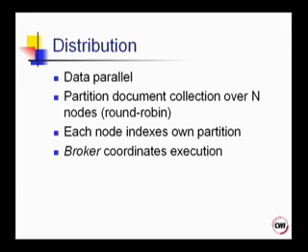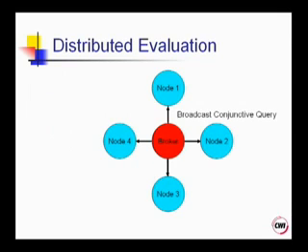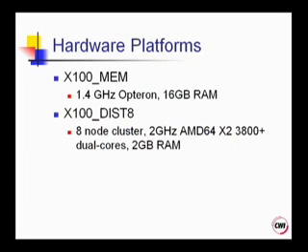Furthermore, we distributed our execution over 8 cluster nodes, or 8 desktop machines, dual core machines, just partitioning the document collection in 8 partitions using a simple round robin partitioning scheme, and a centralized broker to coordinate the query execution, which is quite simple to do and illustrated here. There's an incoming query to the broker. The broker broadcasts it to all the nodes. The nodes execute the query against their own inverted index, return their local top N, and the broker merges it into a global top N and returns the results.